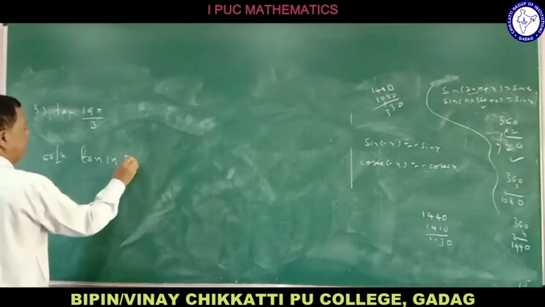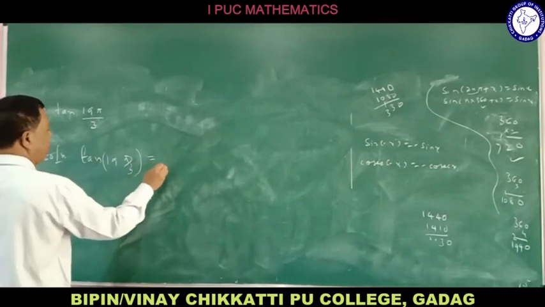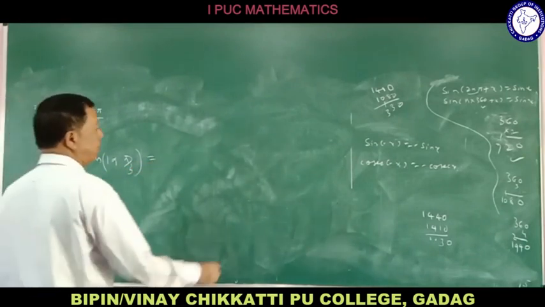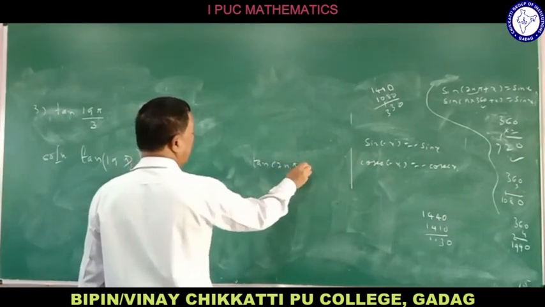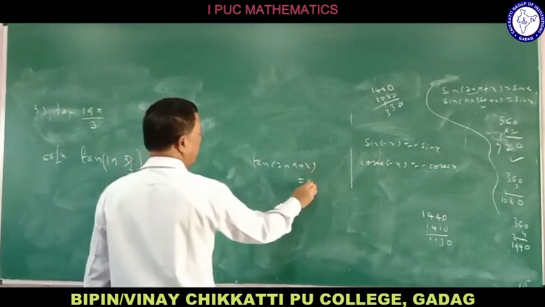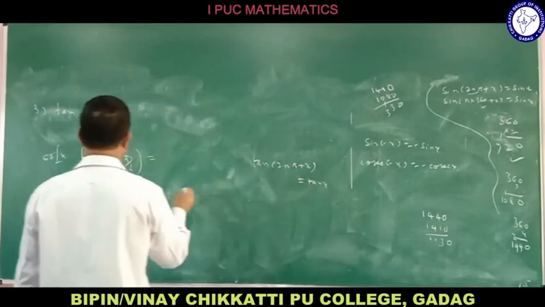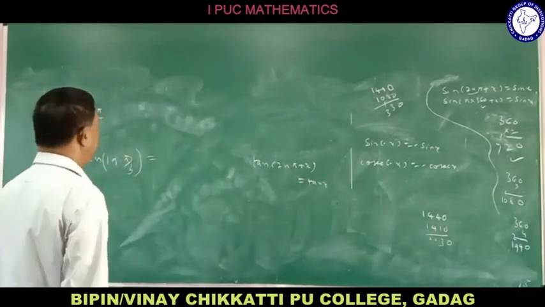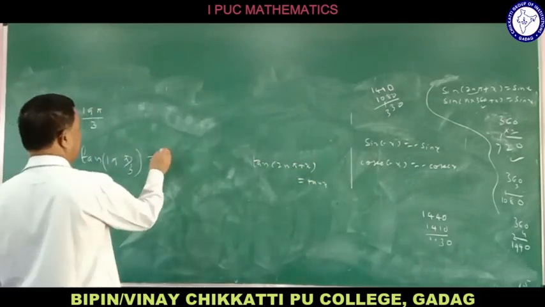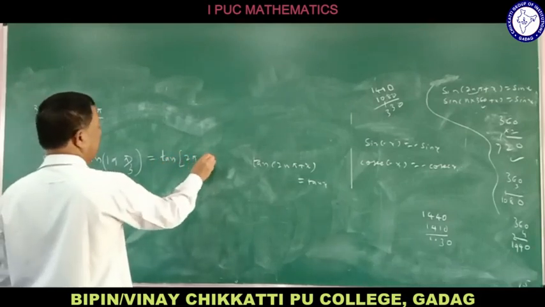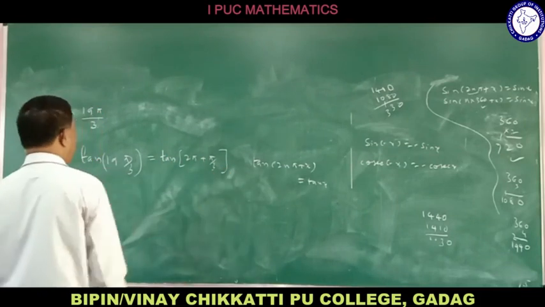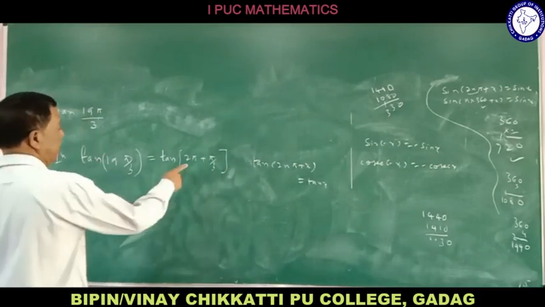So you go for the formula, you try to understand: tan of 2n pi plus x is equal to tan x. So you try to understand 2 pi, then how many 2 pi we will see: tan of 2 pi plus pi by 3. So here how much are you taking?